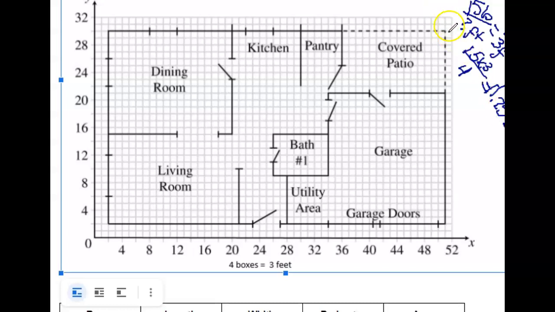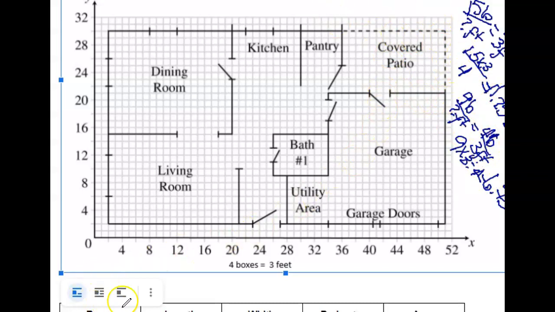For the length. Then the width, 1, 2, 3, 4, 5, 6, 7, 8, 9. 9 boxes is going to be, I don't know, feet, just like before. Set up the same ratio on the other side of boxes to 3 feet, 4 boxes to 3 feet. Solve the proportion, 9 times 3. And I am going to get 6.75. So that's my width. So now I know the dimensions of this covered patio.